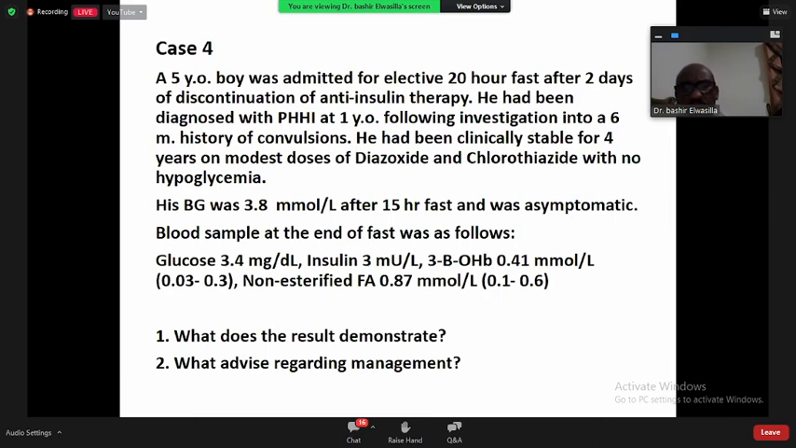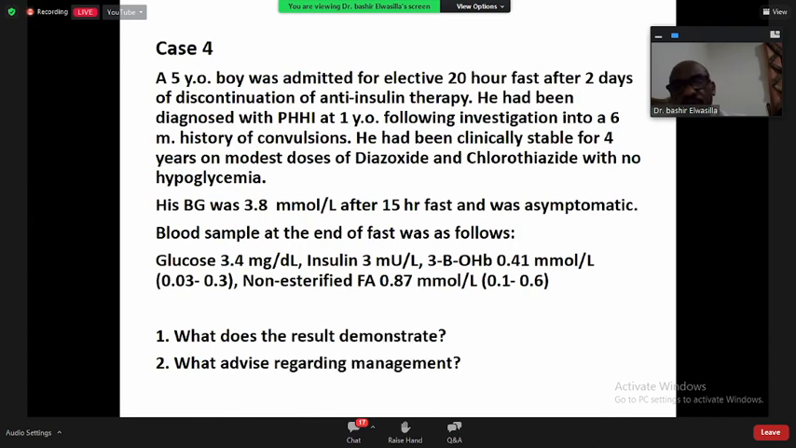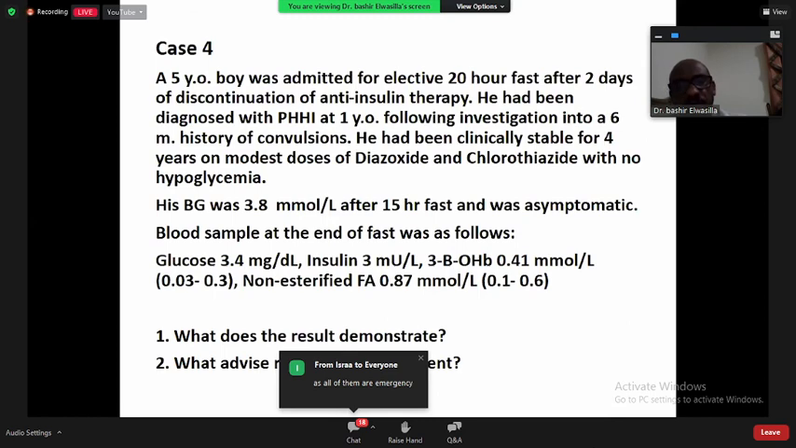So what does this result demonstrate? Here, this is mainly talking about an improving case of hyperinsulinism. This mostly is not persistent hyperinsulinemic hypoglycemia of infancy, because although insulin is still high, if you can see, the hydroxybutyrate is increased, and the free fatty acids increase also. So for management here, you have to stop diazoxide and chlorothiazide, and go for follow-up and frequent checking of blood glucose, and see how he is doing after some time. And that's it.